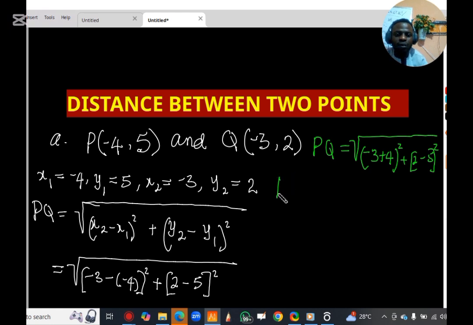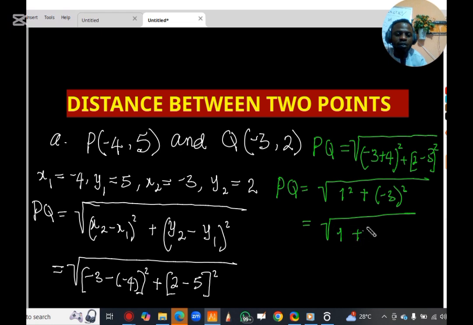Alright, so PQ equal to minus 3 plus 4 is simply 1 squared, okay, plus 2 minus 5 is minus 3, so minus 3 all squared. Simplifying further, we have PQ to be square root of 1 plus minus 3 all squared, which is minus 3 times minus 3, this is plus 9. So plus 9, we have root 10 units.